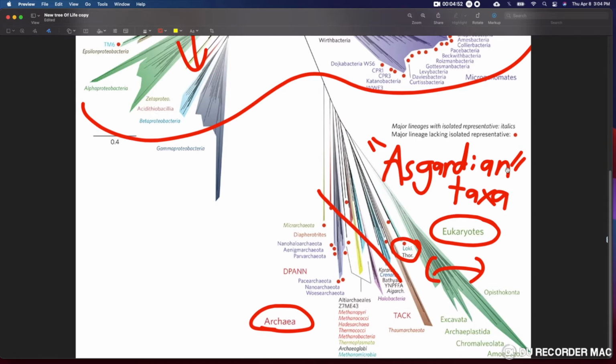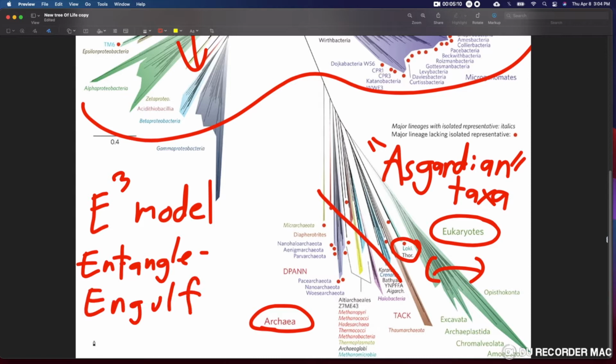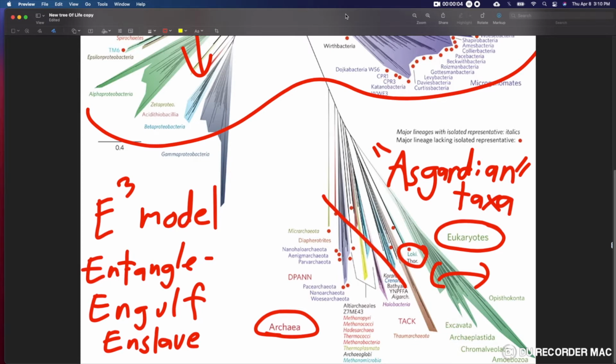So they are proposing what we call the E3 model. Okay? So the E3 model is what we call the entangle, engulf, enslave model. I can send you the link later for the paper if you want to read more on the matter, or if you're a Marvel fan. But yep, the paper has proposed that eukaryotes have arisen from an archaeal lineage, more specifically, the taxa known as the Asgard archaea taxa, this Asgardian archaea.